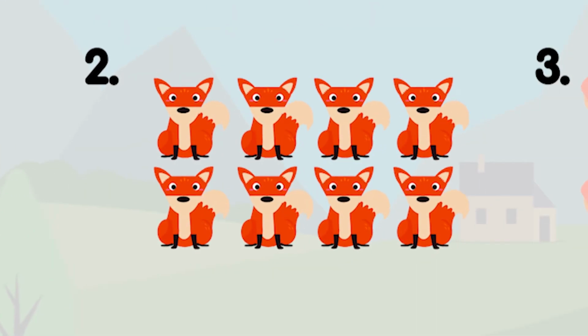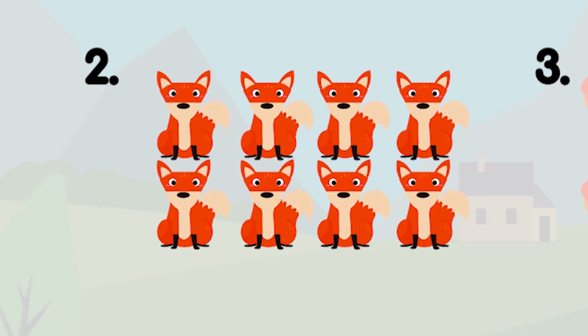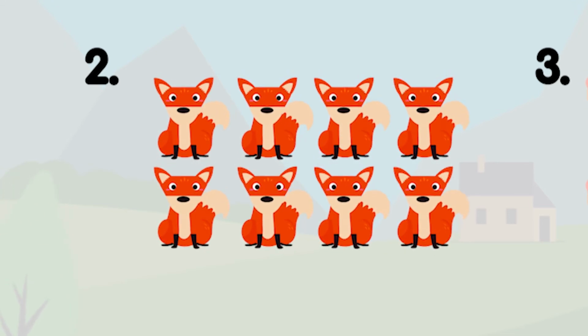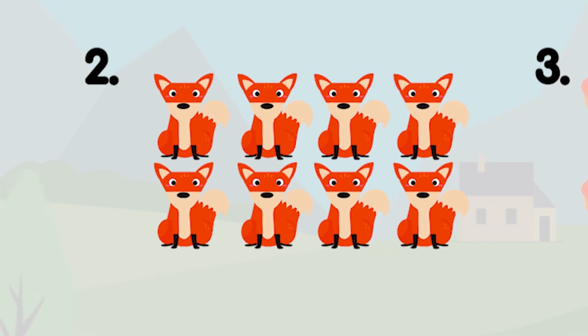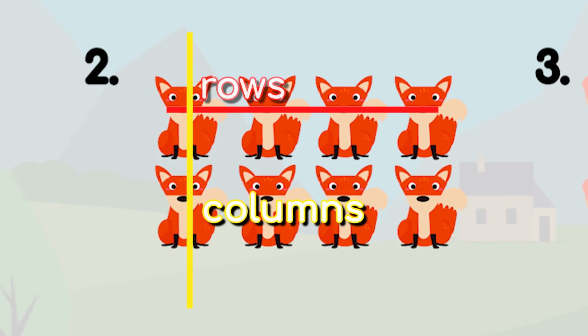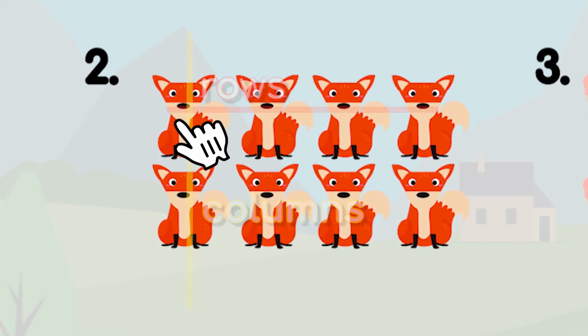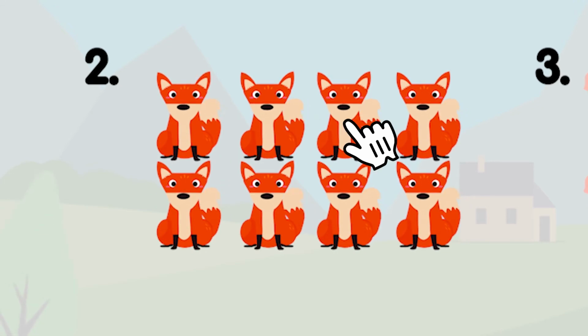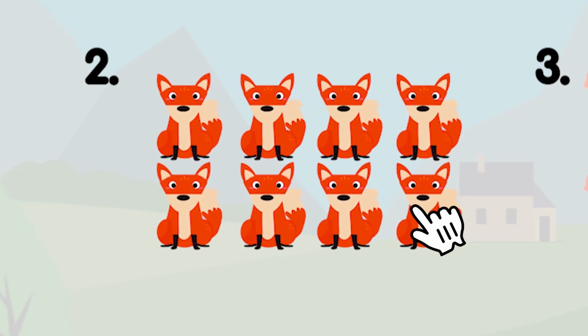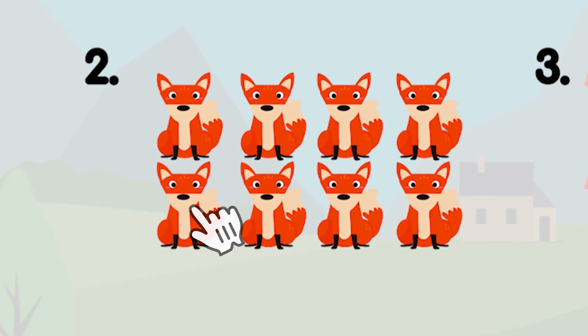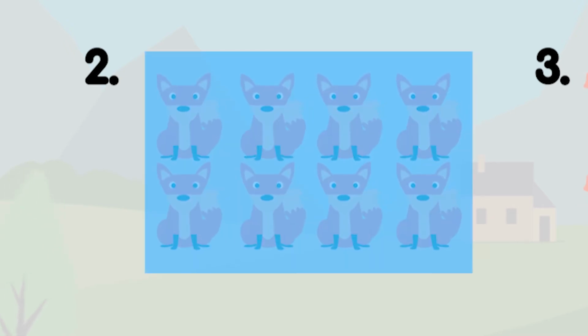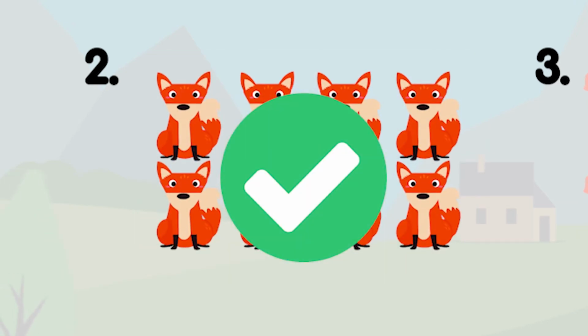How about our second picture here? Is it an array? Yes, it is. You can see the foxes are in the same columns and rows. Let's count them. 1, 2, 3, 4, 5, 6, 7, 8. 8 foxes are in the shape of a rectangular array. So let's check that box.